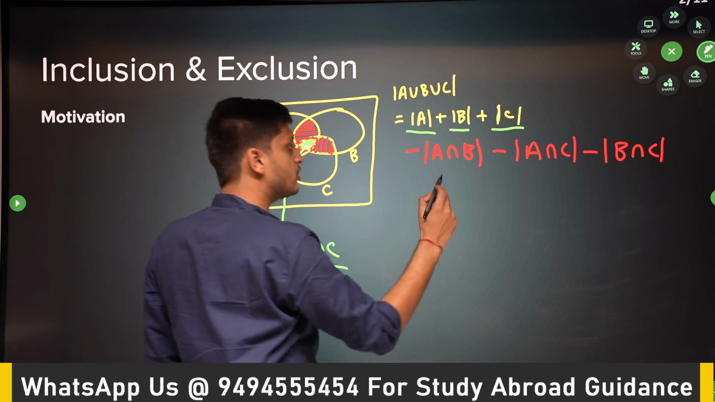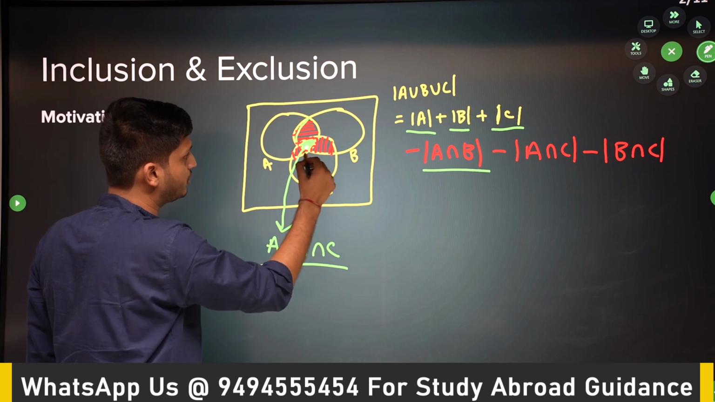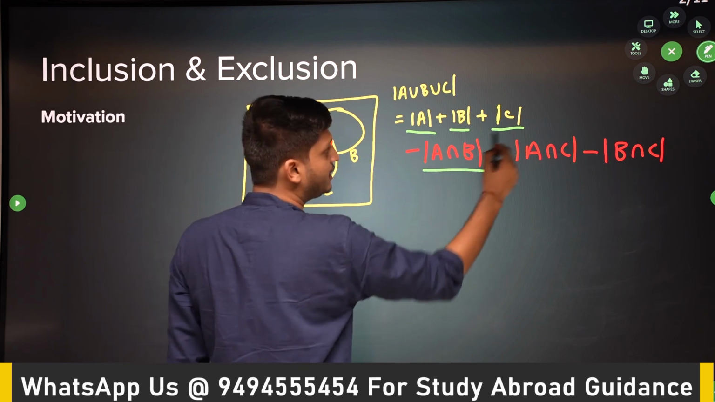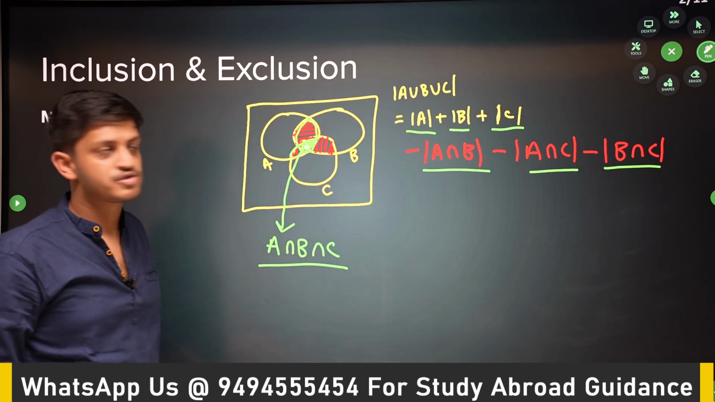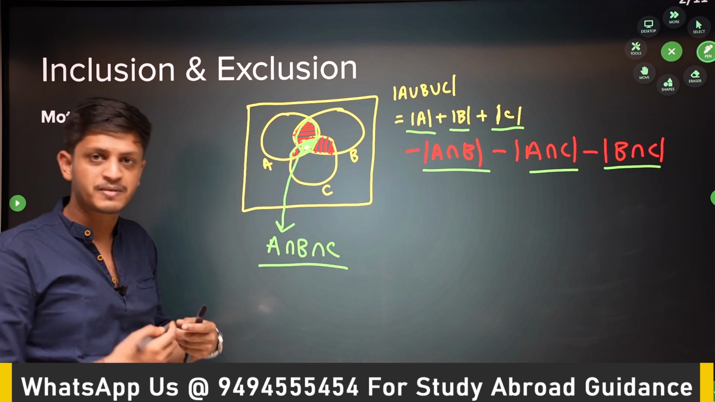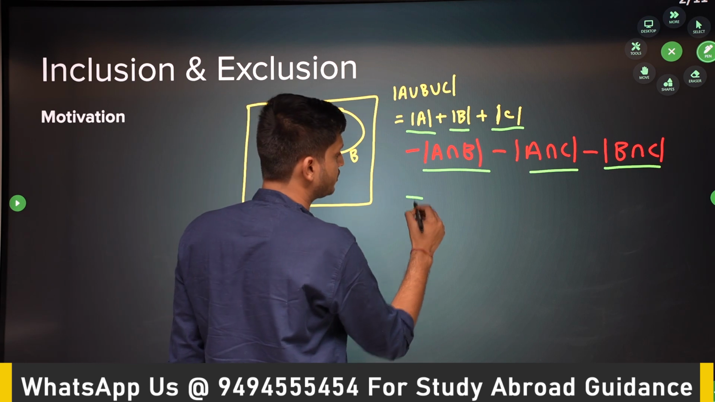It is also present in A intersection B. In A intersection C also it is present, and in B intersection C also it is present. So this area is added 3 times and subtracted 3 times, right? So basically right now, as the formula stands, this particular area is not present at all. It was added 3 times and subtracted 3 times. So we have to add it once.